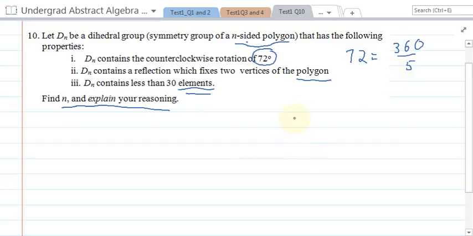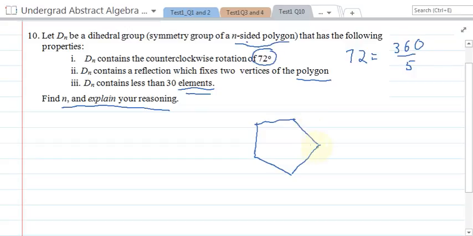So Dn contains the symmetry that's 1/5 of a full turn. Now that would seem to indicate that n is 5, because you have 1/5 of a full turn, and you would think that that would mean you have a pentagon. But unfortunately, that's not possible, because there's no reflection of the pentagon that fixes two vertices. If you look at all the reflections of the pentagon, they only fix one vertex.